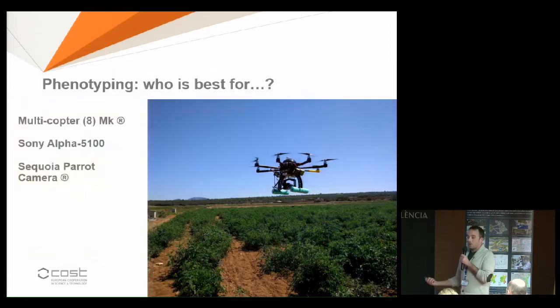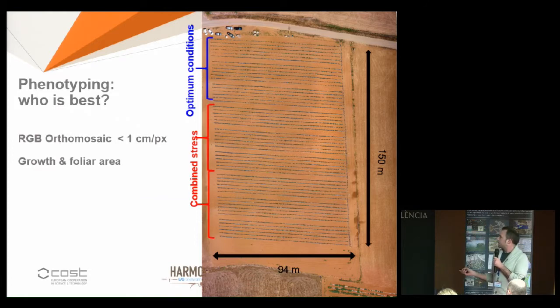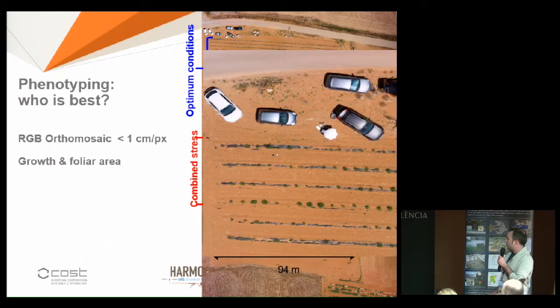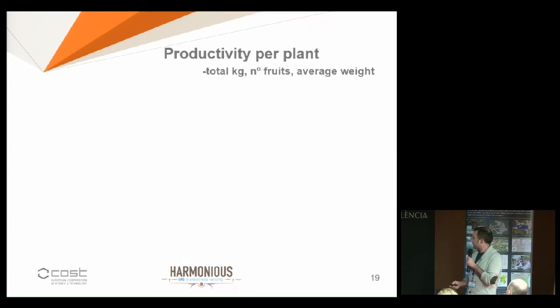So we use drones to characterize the plants, and here is the field, and here we can see the optimum conditions and the stress conditions, and the resolution that we have, that we can distinguish the plants and the foliar area of the plants. And also the NDVI map, and you can see that the optimum conditions are around here. You can see that it's greener, and here it's not so green. That means the greener, the more vigorous the plant, with more growth there.